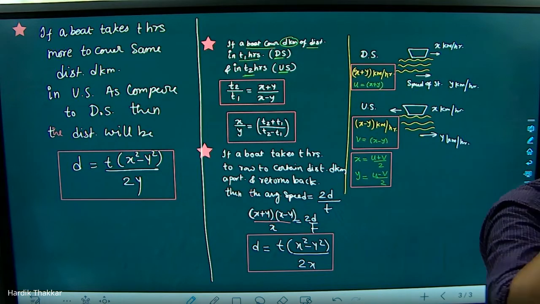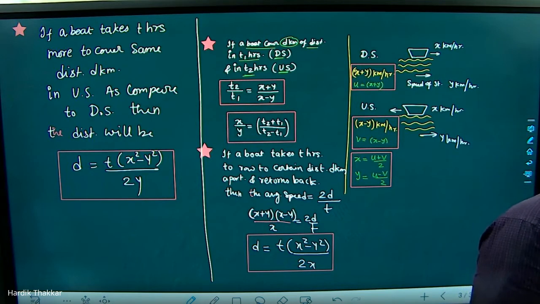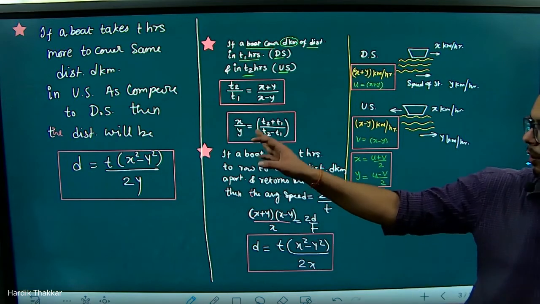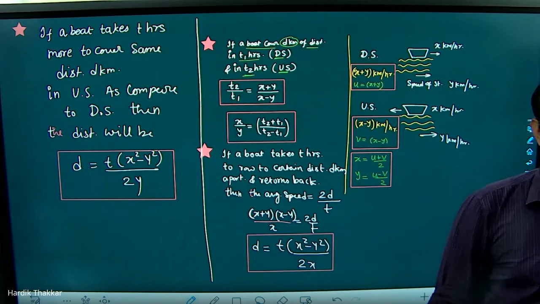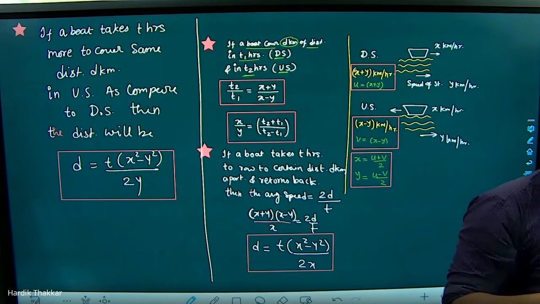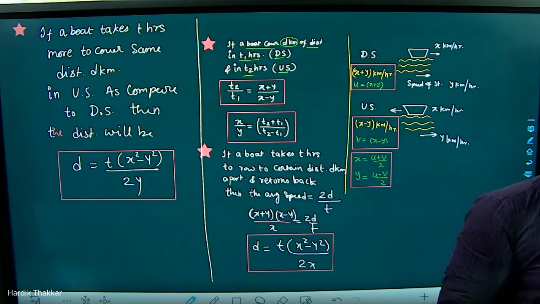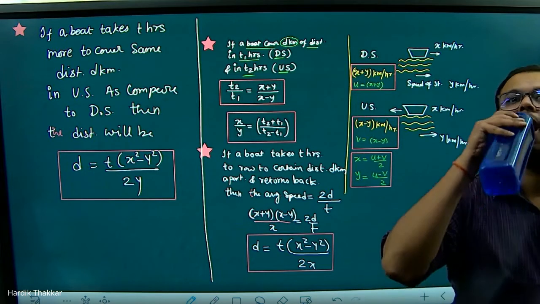Actually, all these are derived from that one relation, that is speed is equal to distance upon time. We have taken different conditions. If we don't remember all these formulas, then just by applying speed is equal to distance upon time for different situations, we can derive and solve the question. Okay, so can we start with the first exercise 1.4 questions?